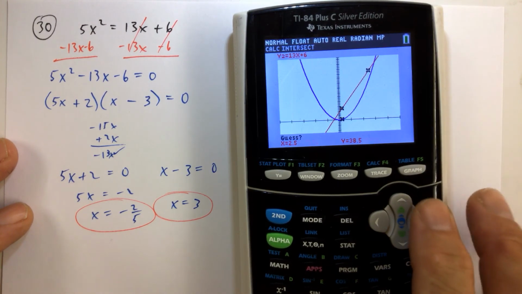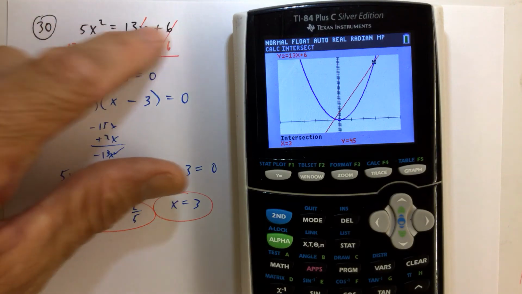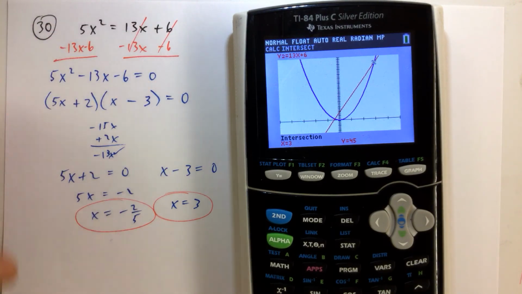Now let's move the cursor over to the other point of intersection and hit enter, and we find that when x is equal to 3, the two sides are equal. The y1 is equal to the y2. So we found two solutions. x is negative 0.4 and x is equal to 3. We found that by hand, and we found it on the graphing calculator.